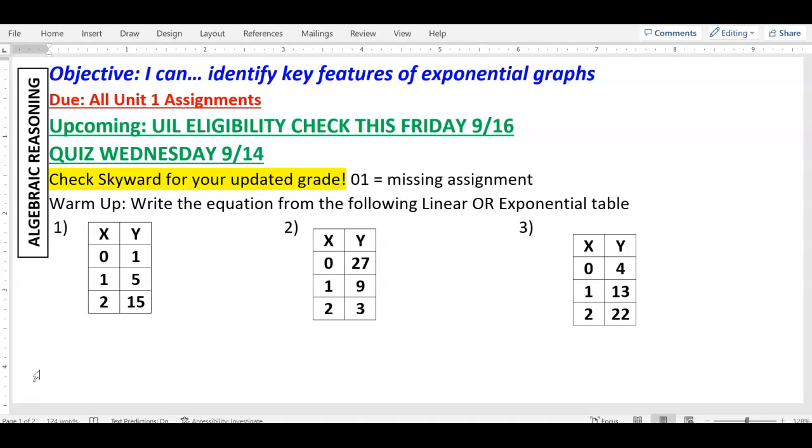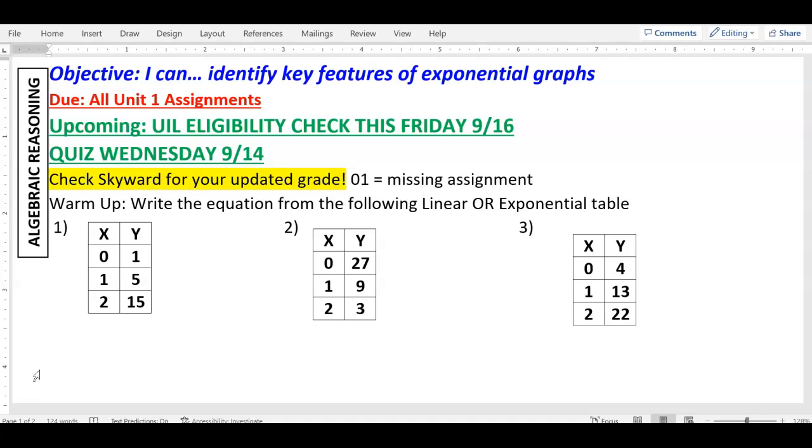UIL eligibility is this Friday, so if you're in a competitive activity like band, sports, dance, ROTC, whatever, okay, UIL eligibility, you need to be passing on Friday for sure, okay?